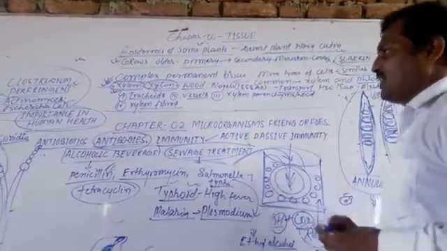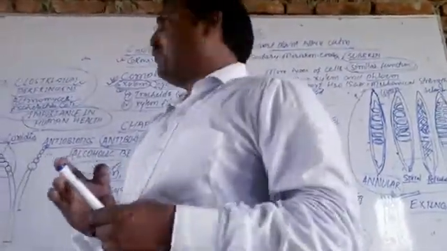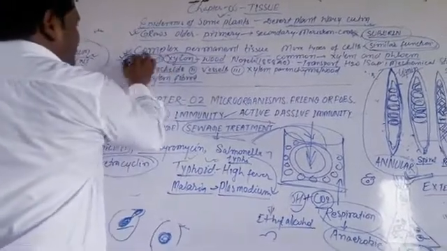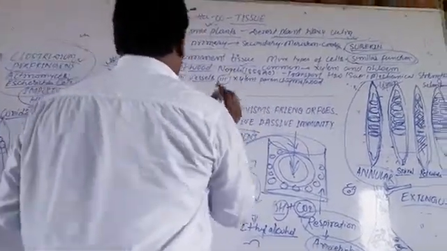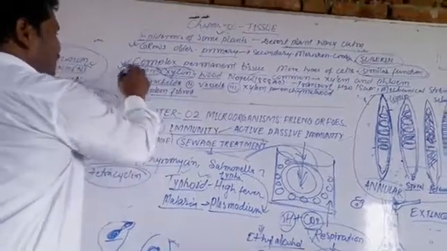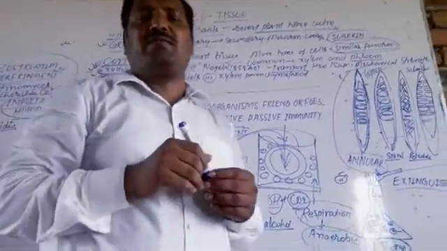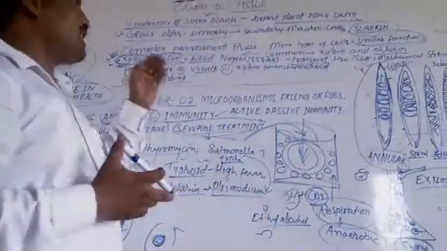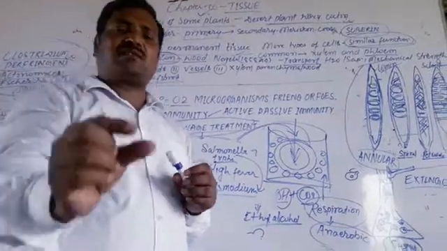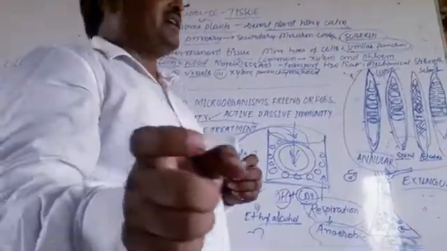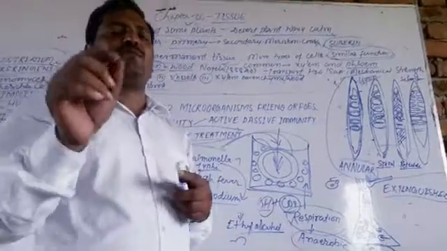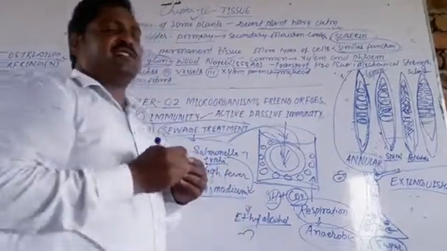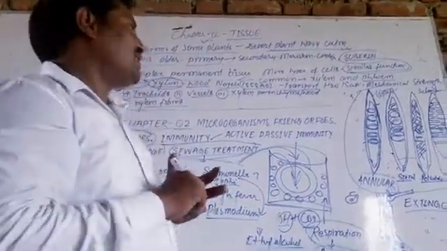So first and foremost, the first common example of complex permanent tissue is the xylem, and the second one is the phloem. Xylem and the phloem. The word xylem is made from the word xylon, and xylon means wood. And this term was first coined by a biologist whose name was Nageli, and in 1858 AD he coined the term xylem.